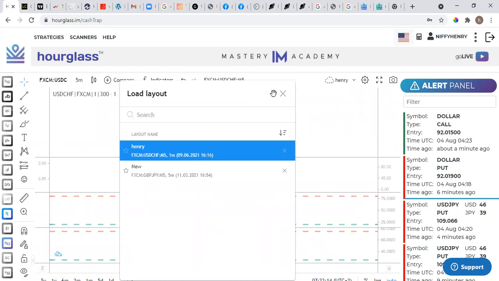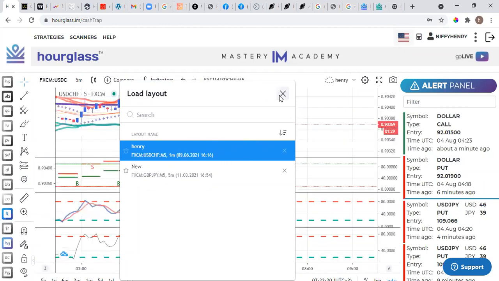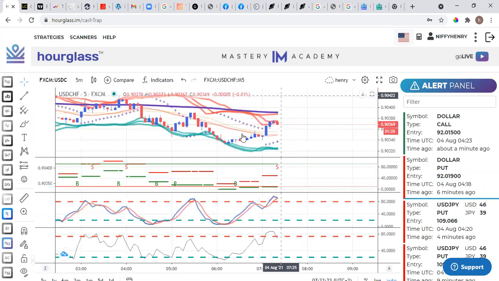So now this is the hourglass. The hourglass makes HFX really simple for you because it gives you trade ideas. It makes you see things easily. I'm trying to load a layout, and it's actually very simple to use. You don't bother yourself with all these bands and all that. They're indicators. They're telling you something. They're communicating with you.